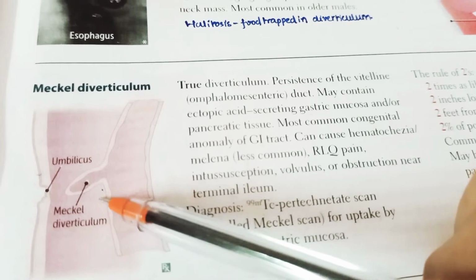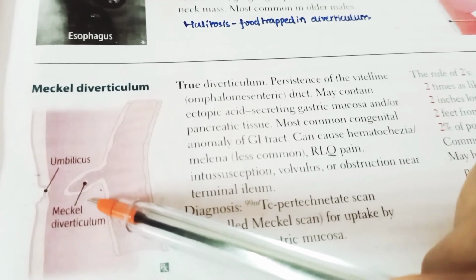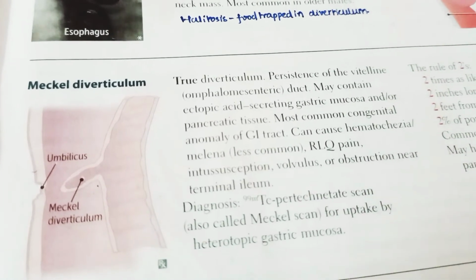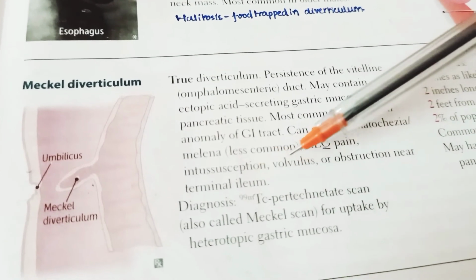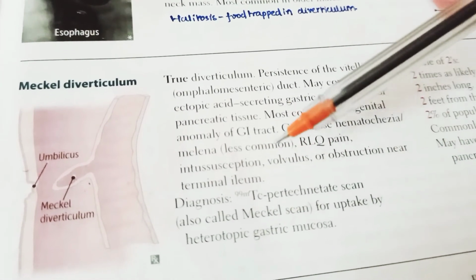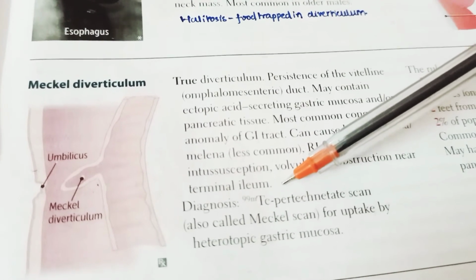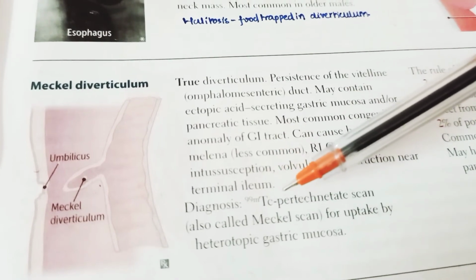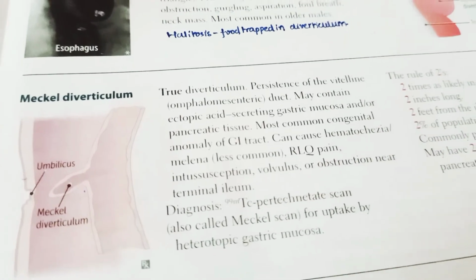So because it is related to the GI system, it may also have ectopic acid secreting gastric mucosa, or sometimes even pancreatic tissue may be present here, and this will lead to right lower quadrant pain, sometimes intussusception, volvulus, and also obstruction near the terminal ileum. And the diagnosis is technetium pertechnetate scan, and this is also called Meckel scan, for uptake by heterotopic gastric mucosa.